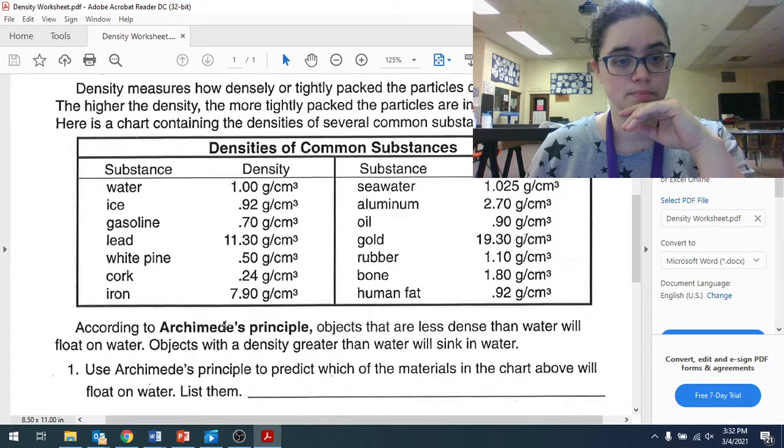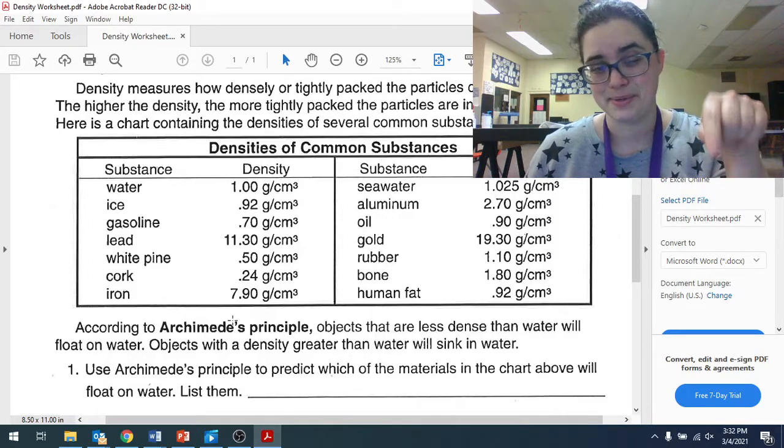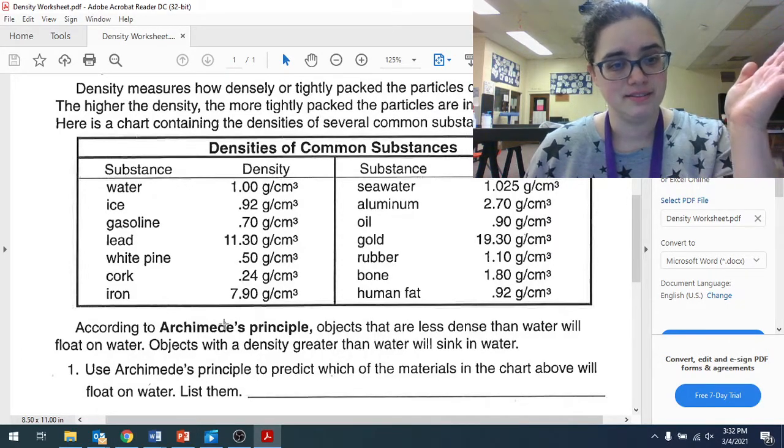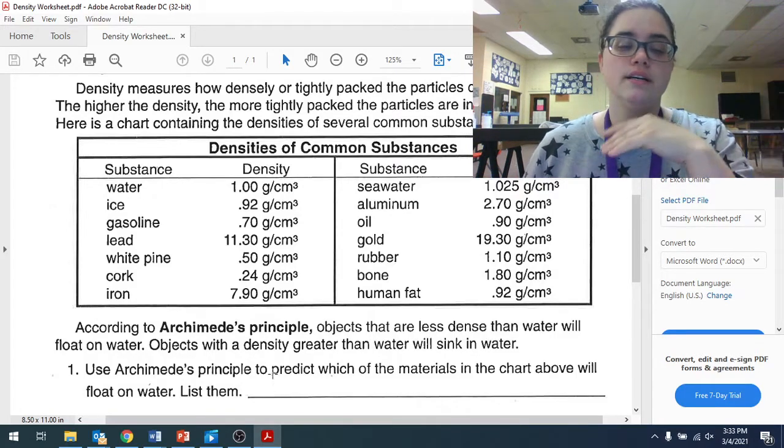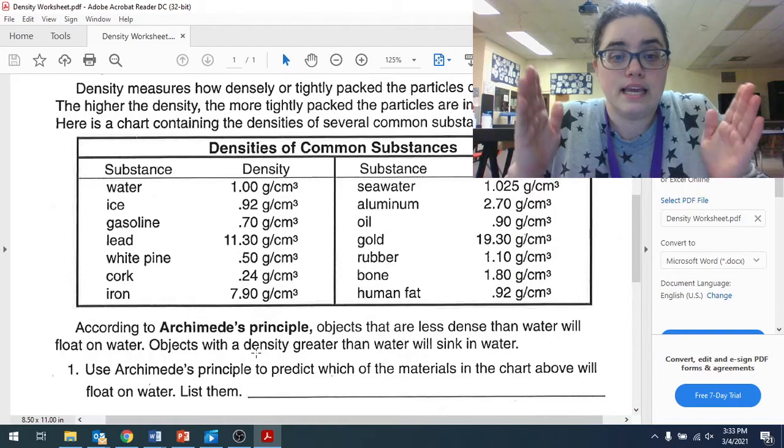So they've misspelled Archimedes. That's my biggest complaint about this worksheet. Archimedes doesn't have an apostrophe there. It would be at the end if it's Archimedes possessive. Because Archimedes is his name. It has an S in it.